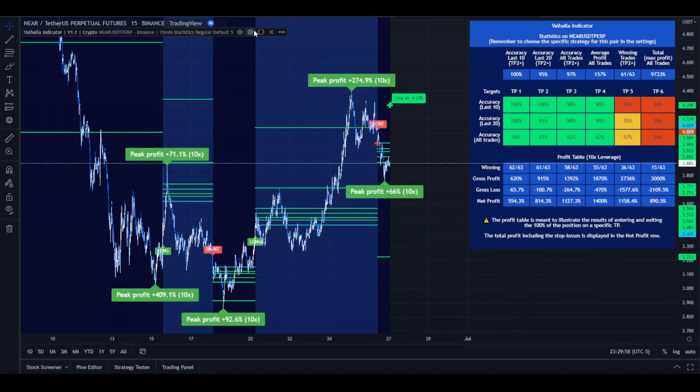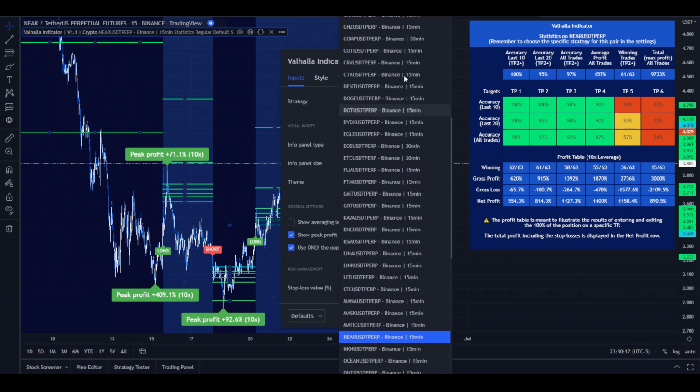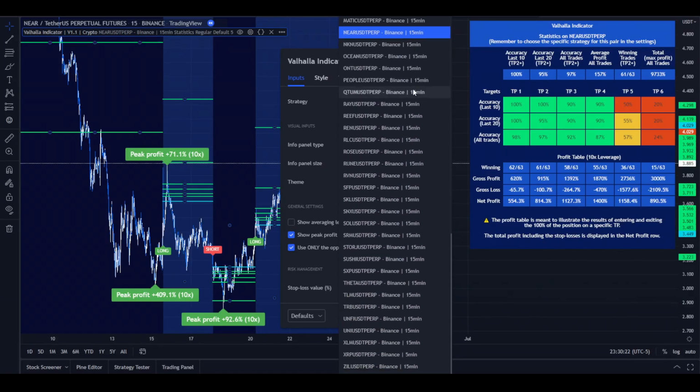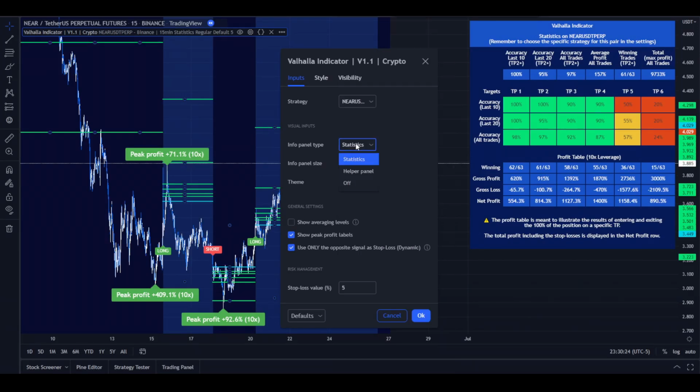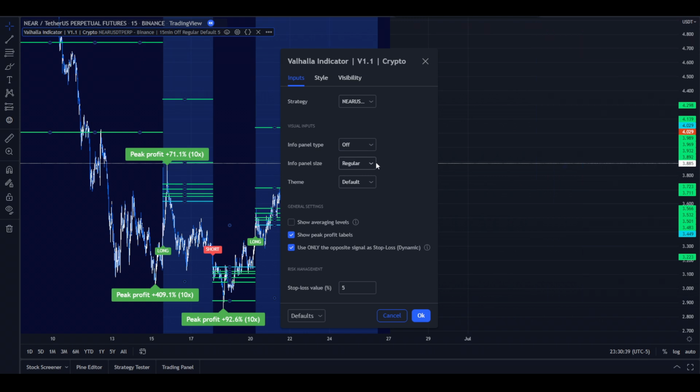Click on the settings icon right next to the indicator name to bring it up. From here, you will be able to see three different categories: strategy, visual inputs, and general settings. Under the first drop-down, you'll be able to choose from all of the current Valhalla custom optimized strategies, tailored for specific pairs and timeframes. On the info panel drop-down, you will be able to choose between the statistics, helper panel, or turn the panels off.